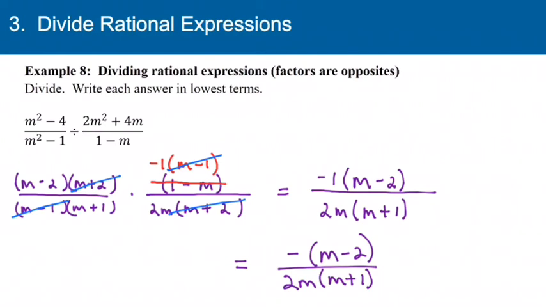You could also just go ahead and distribute this negative so that you don't need parentheses. And if you do that, you're going to have negative m plus 2, which could be even better written as 2 minus m. Instead of negative m plus 2, you write 2 minus m. But notice I never did distribute in the bottom because it's just not necessary.